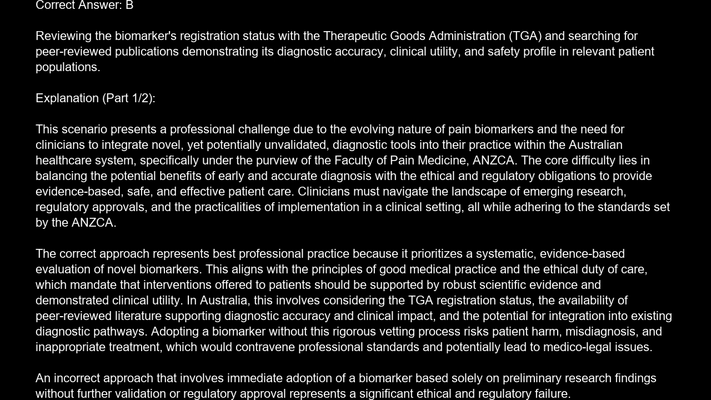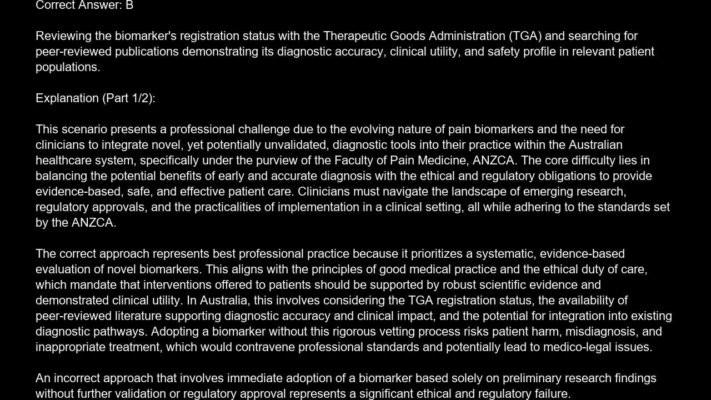Explanation. This scenario presents a professional challenge due to the evolving nature of pain biomarkers and the need for clinicians to integrate novel, yet potentially unvalidated, diagnostic tools into their practice within the Australian healthcare system, specifically under the purview of the Faculty of Pain Medicine, ANZCA.